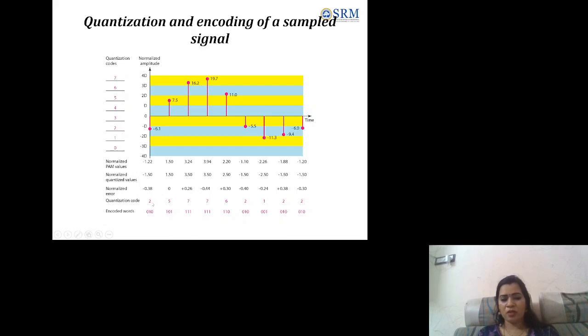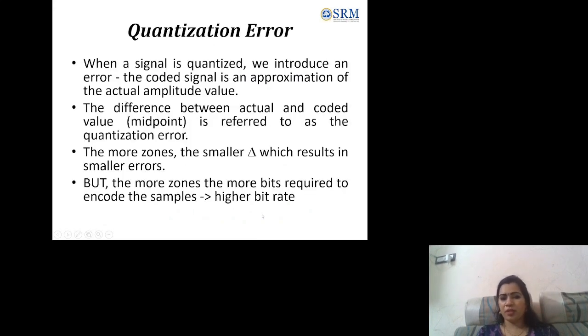Then we have to assign the quantization code, and we have to check in which particular zone this PAM value lies. So this lies in the second zone, then this lies in the fifth zone, and these two are in the seventh zone, and this is in the sixth zone. Likewise, the quantization code will be calculated. Then finally, you have to find the corresponding binary equivalent of the quantization code. So this is the final digital value that we have obtained from the analog signal.